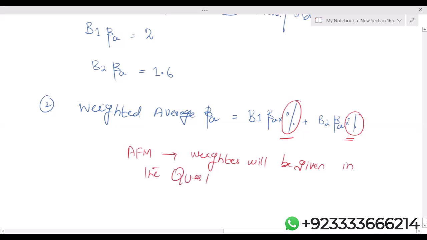But obviously, examiner is going to give you the hint for the weights. But here I'm giving you a very important concept. Let's say you have calculated beta asset of each industry. Now you have to calculate weighted average beta asset. So from where I'm going to get the weights? So answer is, in AFM, weights will be given in the question, but obviously examiner is going to give you the hint for the weights. Hint will be there.